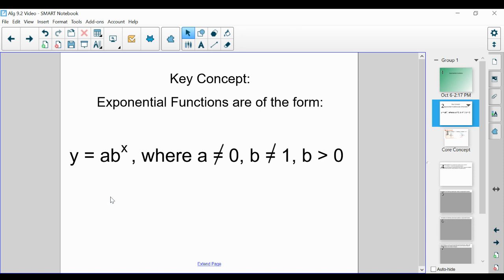Y is equal to ab raised to the x power, again, where a is not equal to 0, b is not equal to 1, and b is greater than 0. If you have not already done so, please jot that down, because I do not think your guided notes have this explicitly listed. So please make sure we copy everything we see on this screen down before you resume.